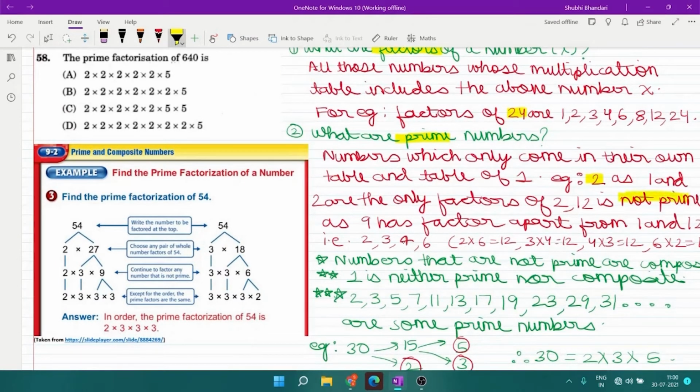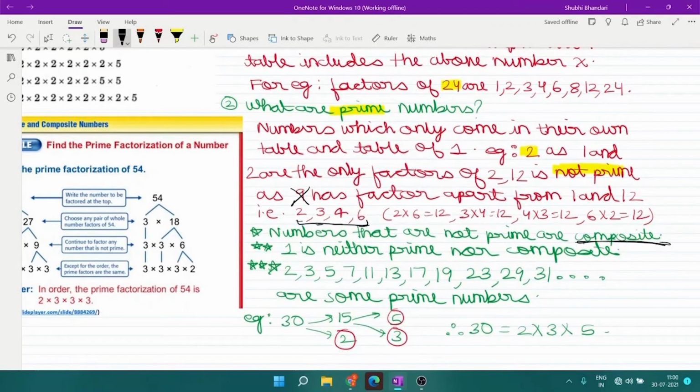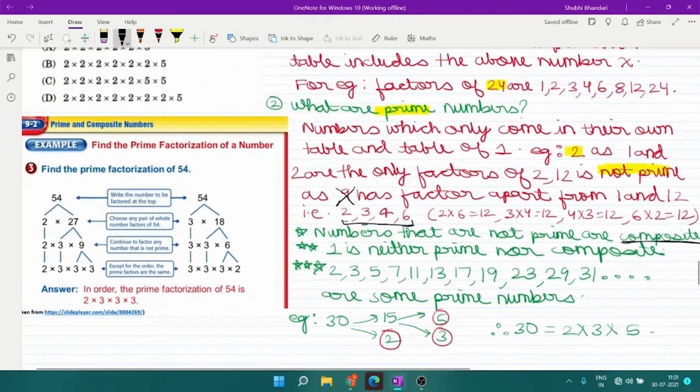12 is not prime. Why? Because it has factors apart from 1 and 12, for example, 2, 3, 4, 6. 12 comes in their tables, and it also comes in 1 and 12's table. So it does not just come in the table of 1 and its own table. So that's why 12 is not prime. And numbers that are not prime are known as composite numbers. So we can say that 12 is a composite number. Make note that 1 is neither prime nor composite.